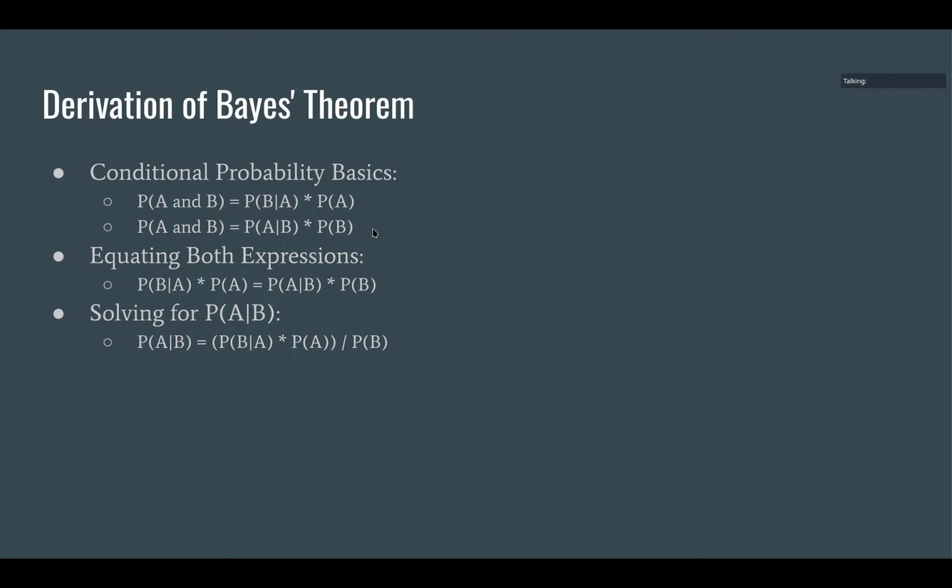So we can equate these two expressions. On the left side, we have probability of B given A times probability of A. And on the right side, we have probability of A given B times probability of B. And then we will solve for probability of A given B. So we need to divide both sides by probability of B. So then we get Bayes' theorem.